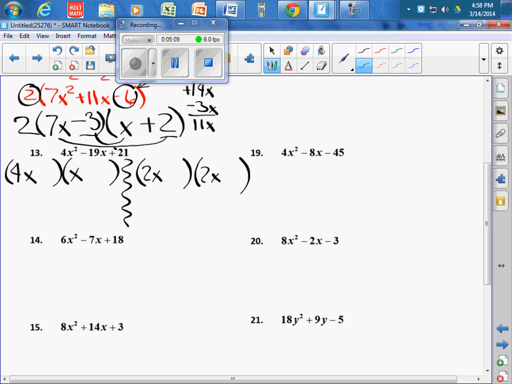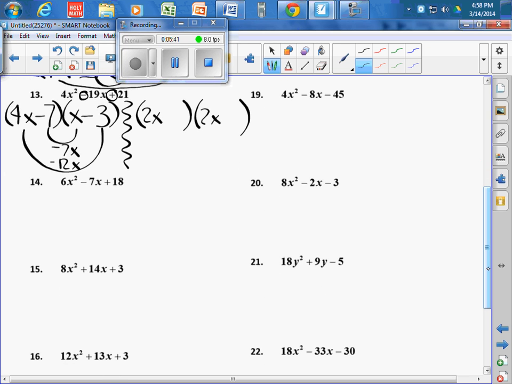Since both signs need to be the same, they're both going to be minuses. So I can go ahead and put my minuses in here. I need 21. So if I were to do 7 here and 3 here, that would give me my positive 21, right? Look at this, negative 7x, negative 12x is your negative 19x in the middle.